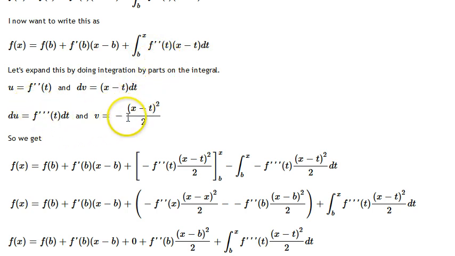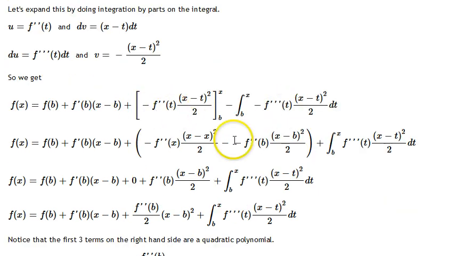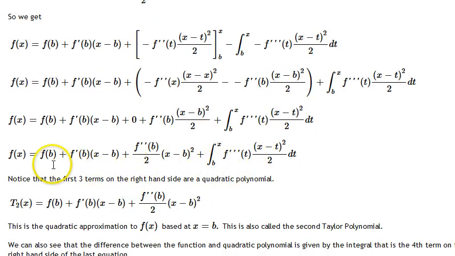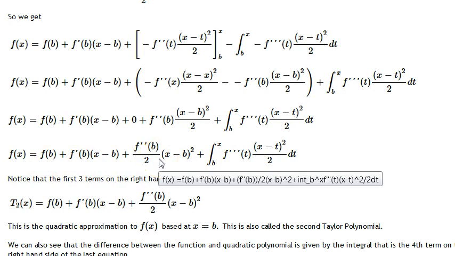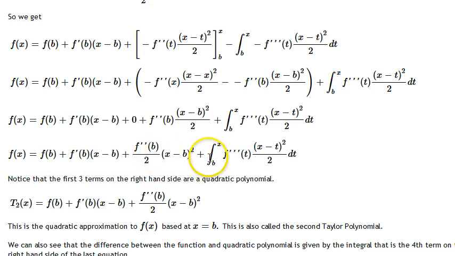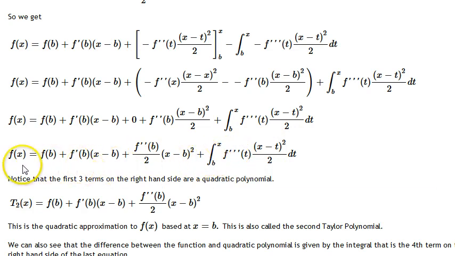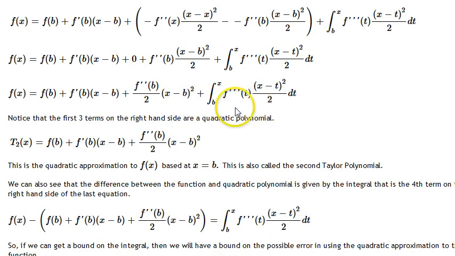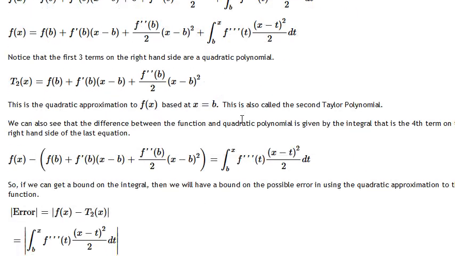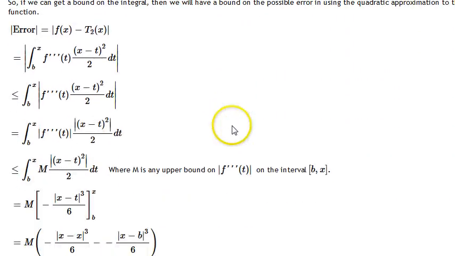and in integrating by parts, we go through all this stuff, and we end up generating the quadratic approximation, plus this integral, which is going to be where the error comes from, that the difference between the function and this quadratic polynomial is whatever's right here. Okay, so we're going to try to get a handle on what that term is. Let's come all the way down to here.